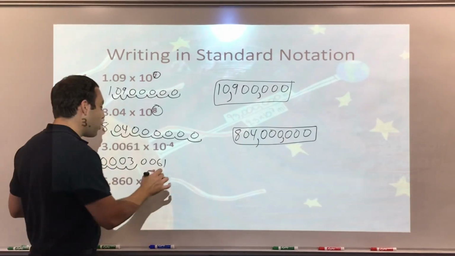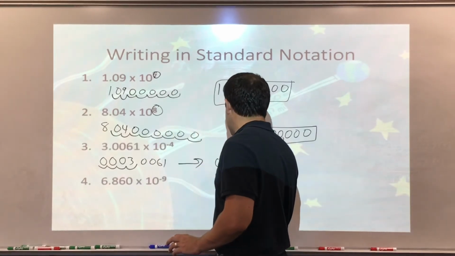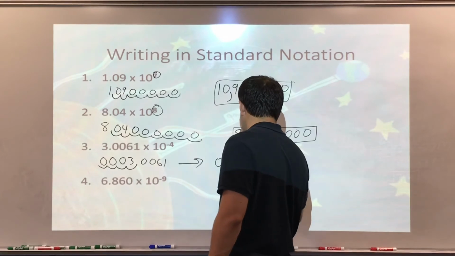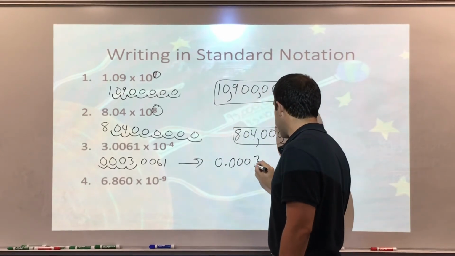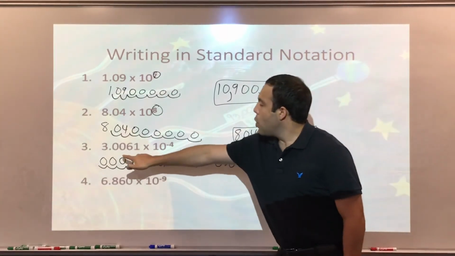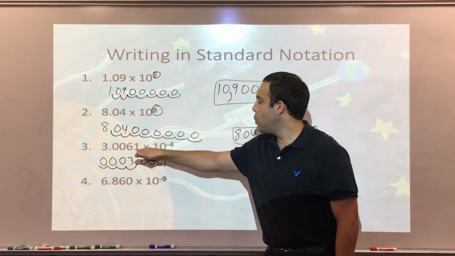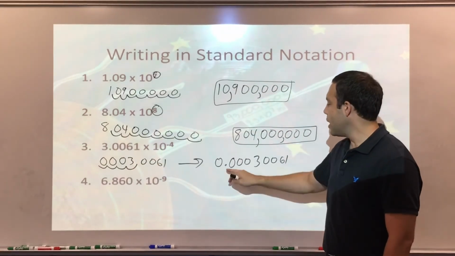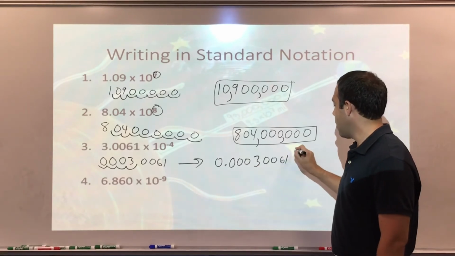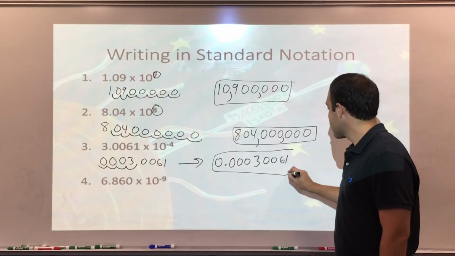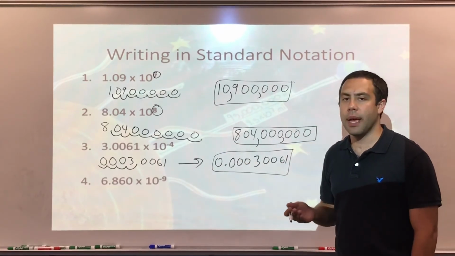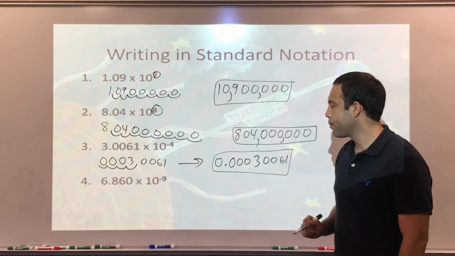So our final answer, when we rewrite it, 0.1230, 1, 2, 3 zeros, then you have 30061. So 3.0061 times 10 to the negative fourth is really 0.0003061. Since there's a negative exponent, there is going to be a small number as your answer.